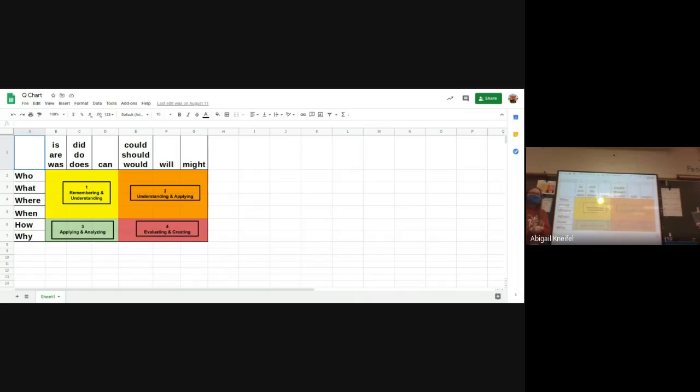Who should have recess today? What quadrant is who should have recess today? If I ask you that question, who should, is it in quadrant 1, 2, 3, or 4? Where do those who and should meet? What quadrant do they meet in? Who and should, where do they meet? Marissa, what quadrant do they meet in? 2. Here is who and here is should. They meet right here. Who should is a quadrant 2 question.